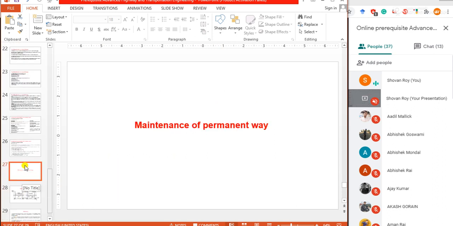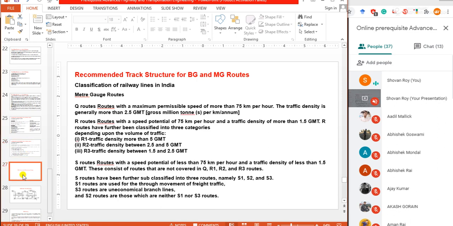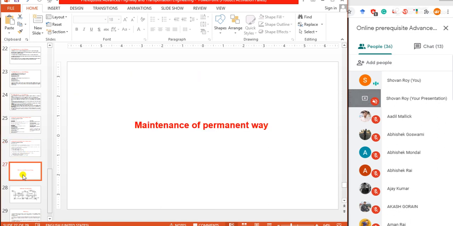After this classification, you should know about the maintenance, the maintenance of the permanent way.